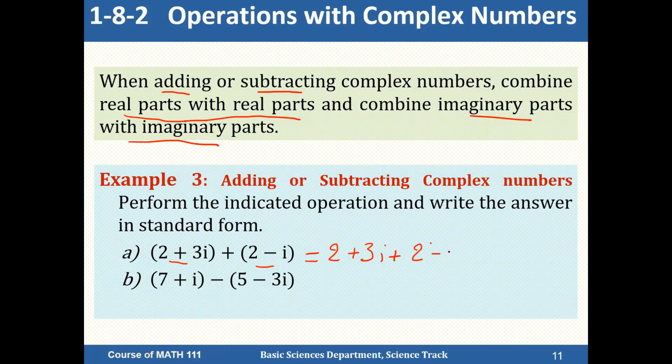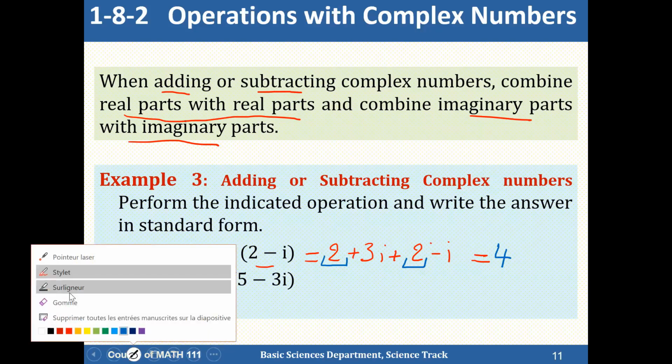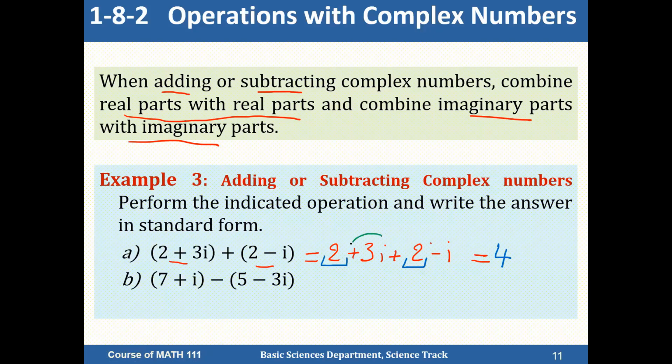Since it's a sum, we remove the parentheses without any modification, and then combine. We add the real parts: 2 and 2, these are the real parts, and 2 plus 2 equals 4. Then we combine the imaginary parts: 3i minus i gives plus 2i. This is the addition.